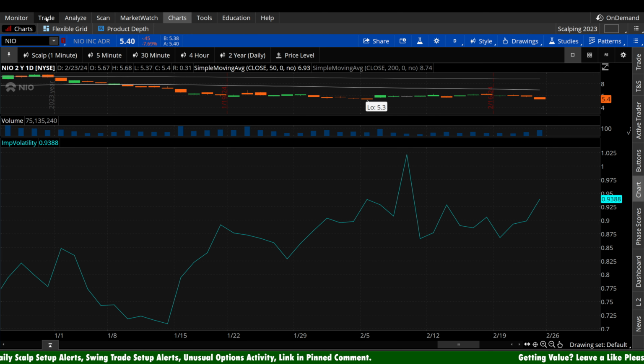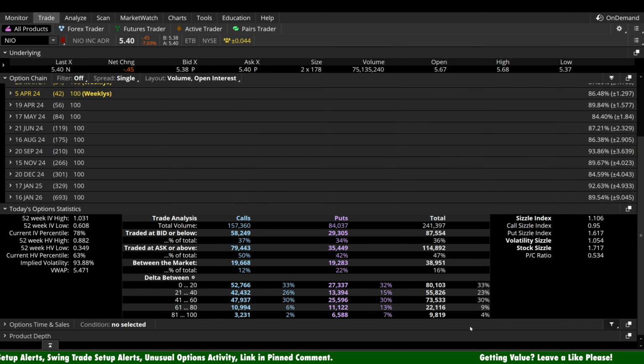Okay, let's take a look now at the bias in the chain, because this is real data that we can look at from just Friday. 241,000 total contracts traded. We can't ask for millions on NIO, so that's a pretty good sample size. We always want as much as possible for the best data we can possibly get. 157,000 of those were calls, 84,000 of those were puts, so we are seeing a pretty heavy call bias here on NIO today on Friday.